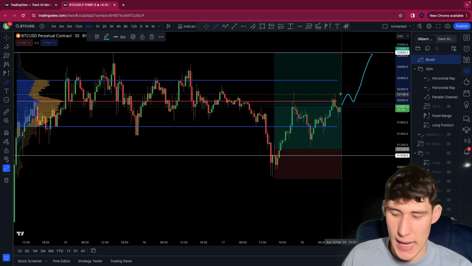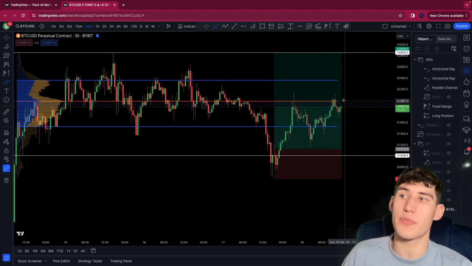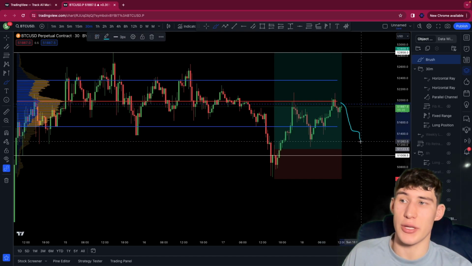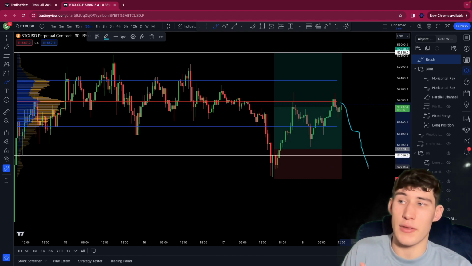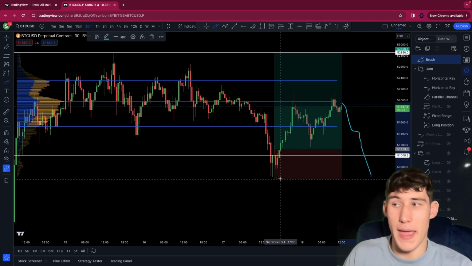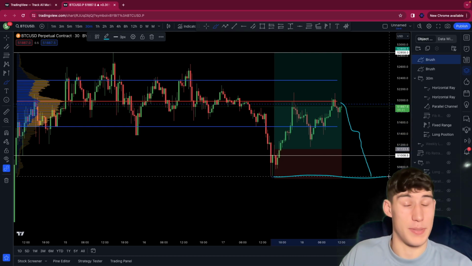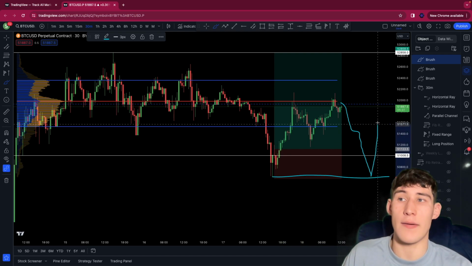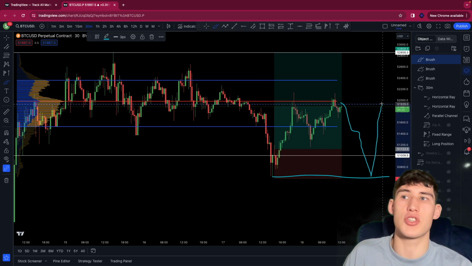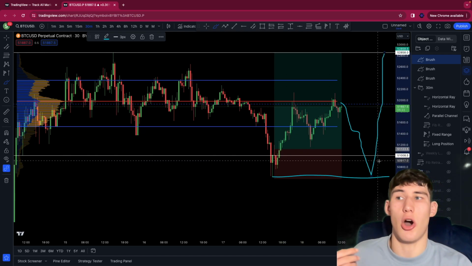That is the target that I have. But if we do get rejected once again from this level, then we could see the price pull back down to the previous range low, possibly even the newly formed range low, where from there we could be looking for a potential new long position if we see price looking bullish at that level, where we can once again target the mid-range and possibly even the range high as well.